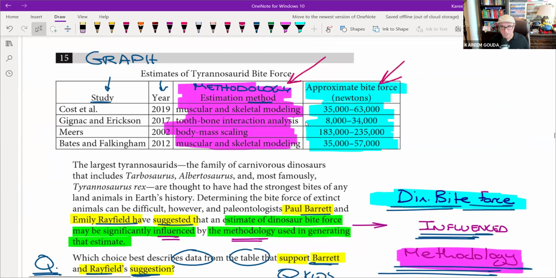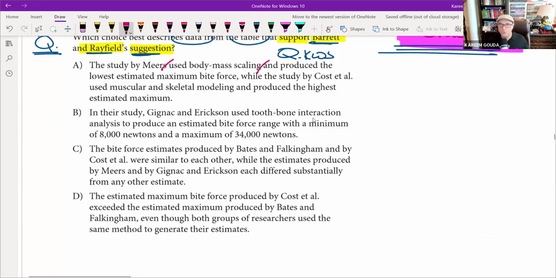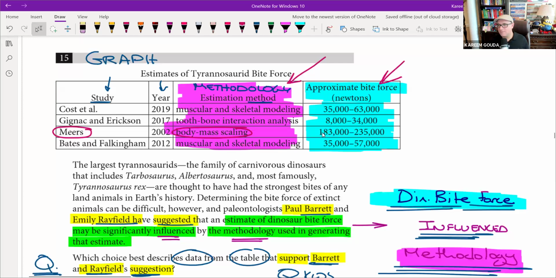So Mears body mass scaling. Okay, where's Mears? Here's Mears body mass scaling. All right, so far this is good. And produced the lowest estimated maximum bite force. So Mears body mass scaling, lowest. Is this, my friends, the lowest bite force? 183,000 to 235,000? Is this the lowest? No, this is the highest, right? Highest. So definitely not.